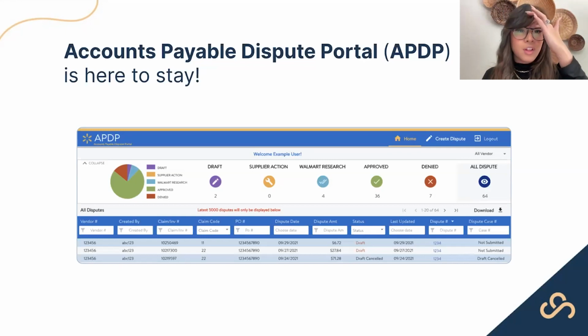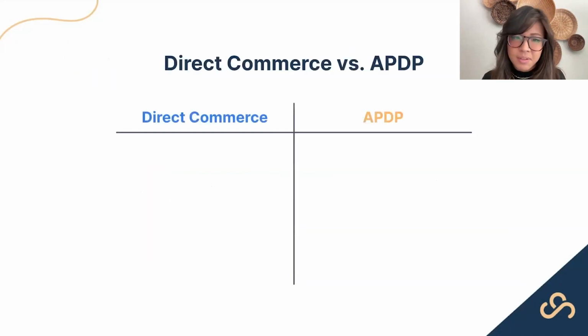If you are following along at home and you are logged into Retail Link, you should automatically have access to APDP. You should just have to go to the apps page and search for APDP, and it should show up. If you don't have access to this, you should be able to talk to whoever your Retail Link admin is, and they should be able to grant you access. And if they don't have access, you should be able to reach out to the Retail Link help desk, and they should be able to grant your entire organization access to APDP.